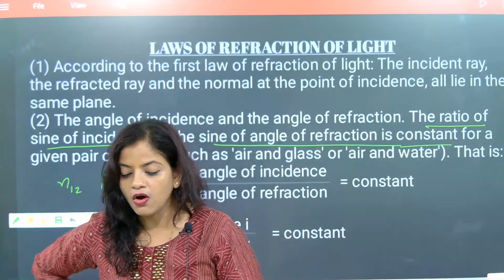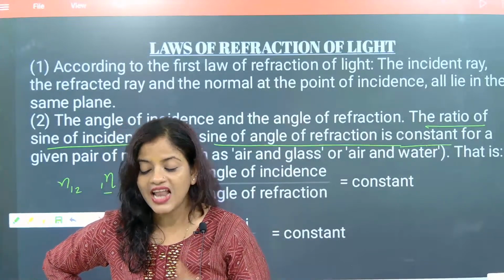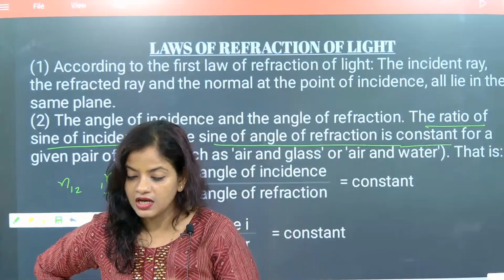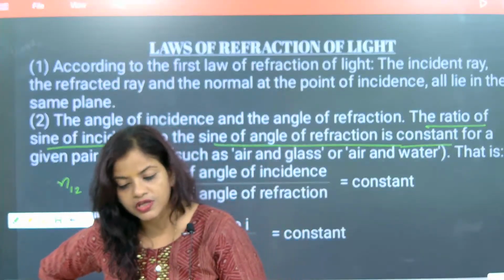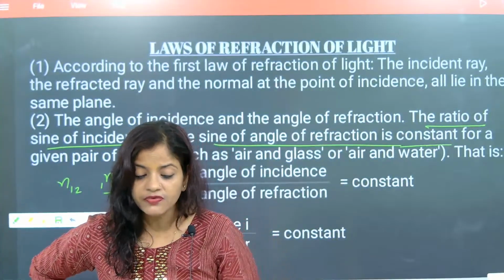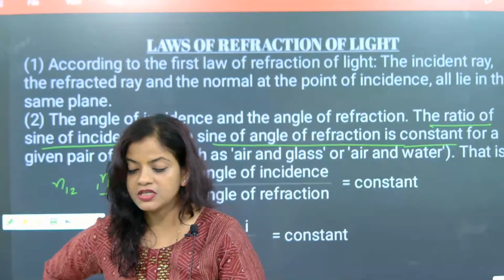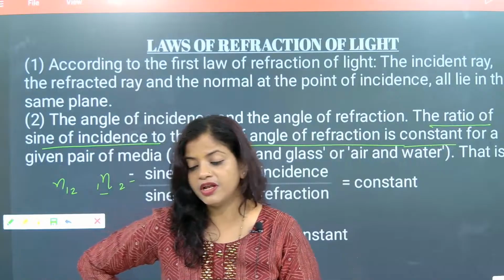The color or wavelength of the light. Similar optical density, wavelength of the light. So these are the two things on which the extent of the speed slowing down depends, when going from one medium to another medium.